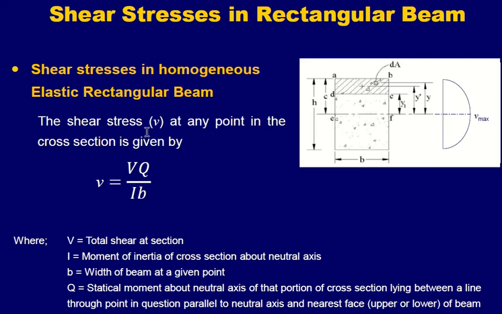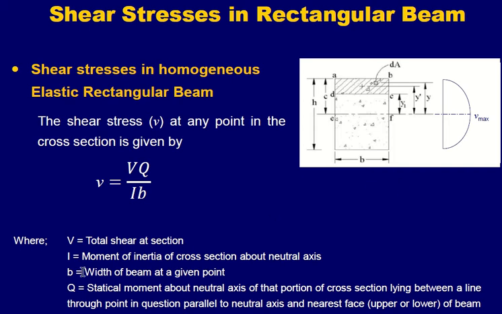The shear stress rho at any point in the cross section is given by a very popular and familiar formula that you have studied in mechanics of solids or strength of materials. Shear stress is equal to VQ divided by IB, where V is the shear force at that section, I is moment of inertia of cross section about neutral axis, B is the width of the beam, and Q is statical moment about neutral axis of that portion of cross section lying between a line through point in question parallel to neutral axis and nearest face.